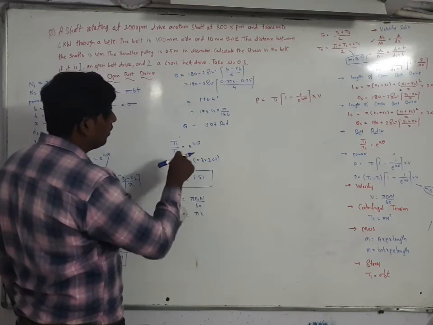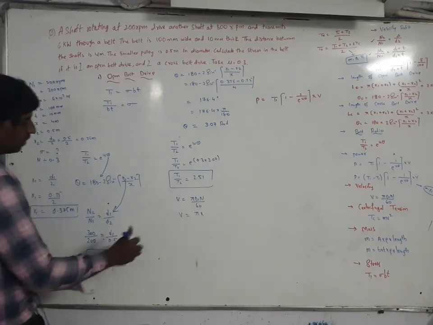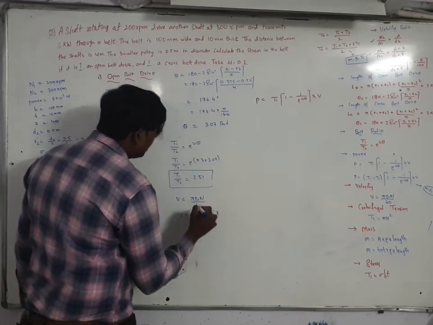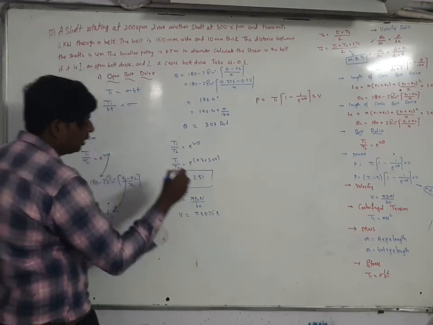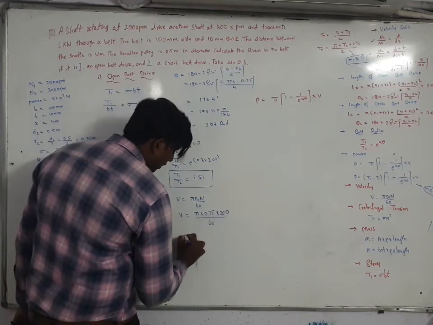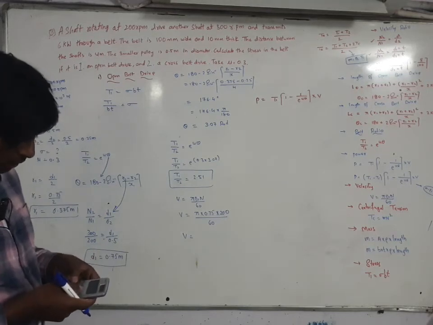d1 is the diameter. How much is it given in your question? d1, just now you got 0.75. That is 0.75. Then n1 is given in your question. How much is it? 200, so 200 divided by 60. So V is equal to, with the help of a calculator, try to find out the value of V.